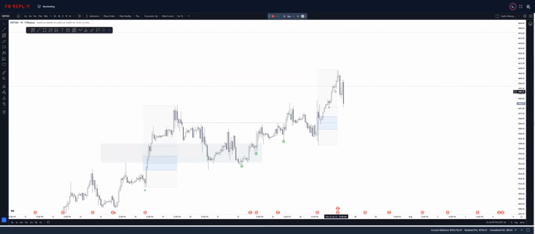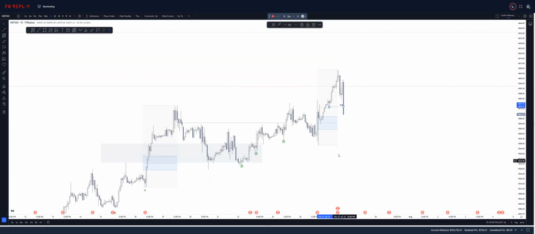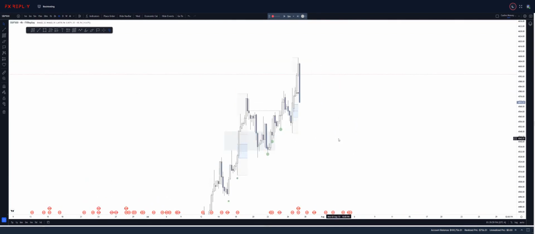Okay, so now we have an ISP failure. And we're coming down below here and we'll get an SMB. Okay, so now we have an SMB. What could we potentially be targeting, right? So now we have to think, where is liquidity?